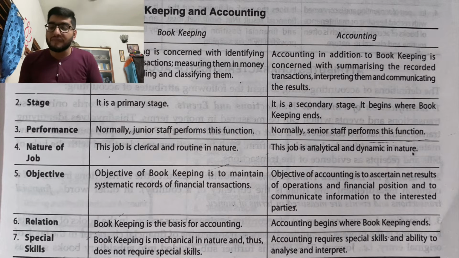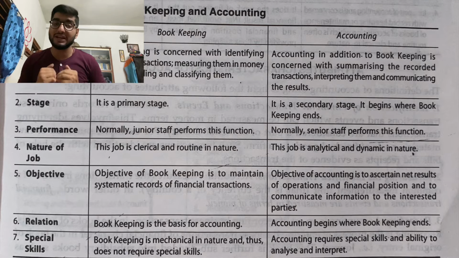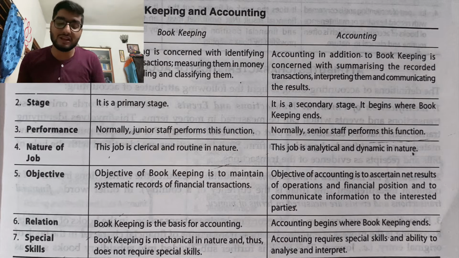Okay. Next is the objective of accounting, which is to ascertain net results of operations and financial position and to communicate information to the interested parties. That means basically accounting deals with the net results. As I have already told you, it deals with profits and losses. Not only profits and losses, it deals with several other factors that we will come to know in our next videos. Then it also deals with the financial position of the firm. That means where the firm is standing right now. Is it making profit in the market, or is it running at a loss?